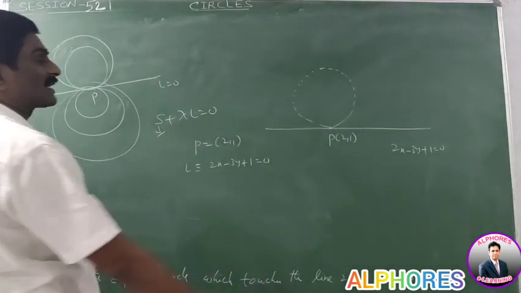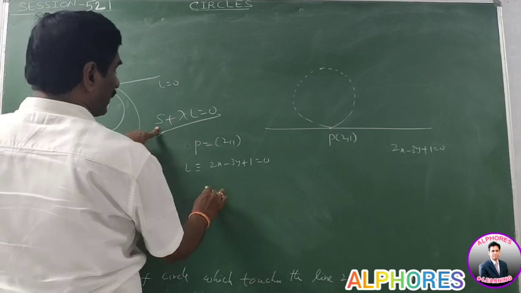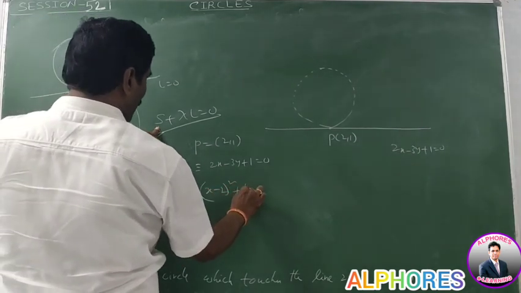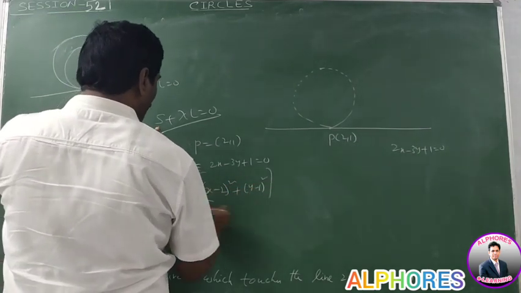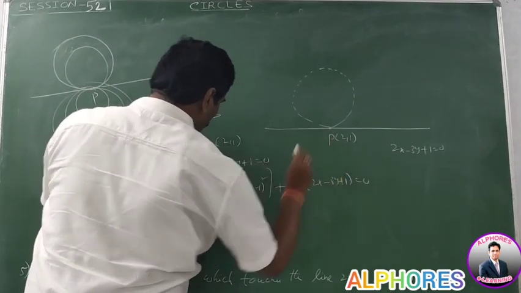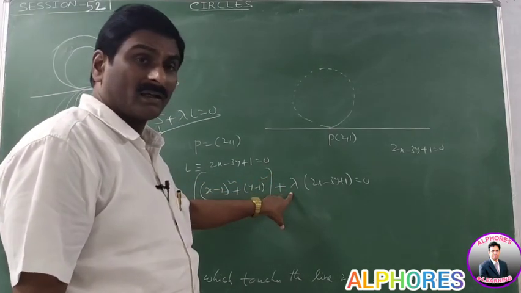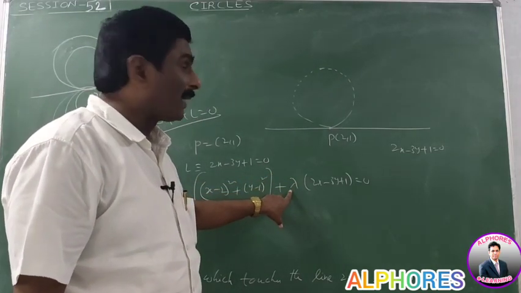The equation of any circle passing through this point P (2, 1) is S plus lambda L, where S is the point circle. That means (x minus 2) whole square plus (y minus 1) whole square plus lambda of (2x minus 3y plus 1) equals 0. It is the equation of any such circle. Now what we require is the value of lambda. Lambda is obtained by using the condition.